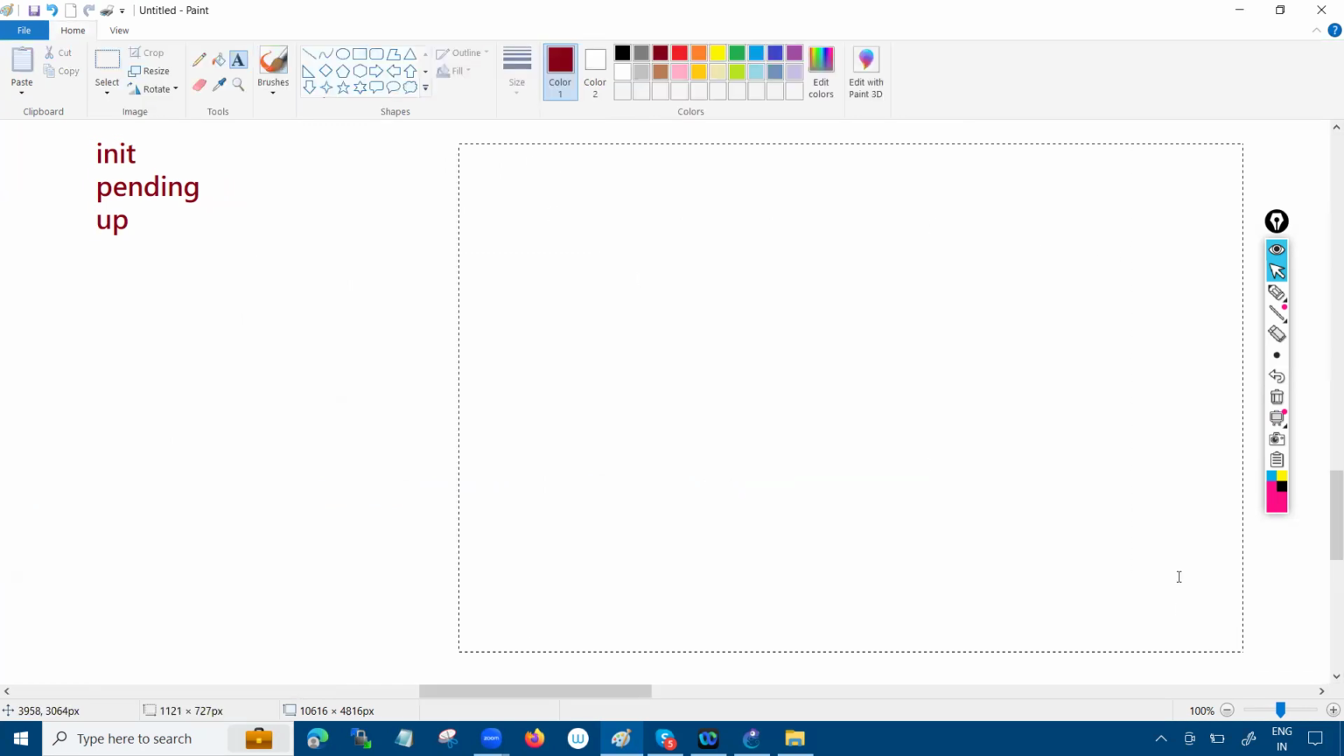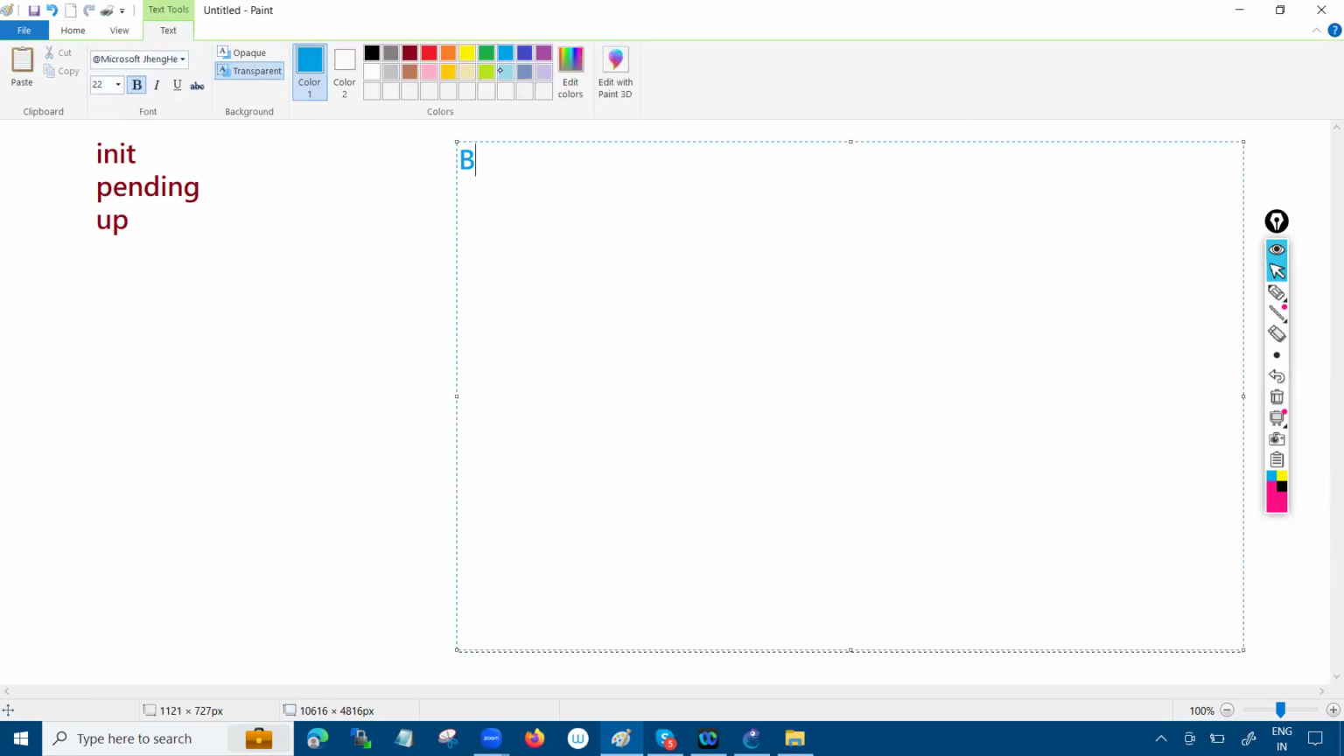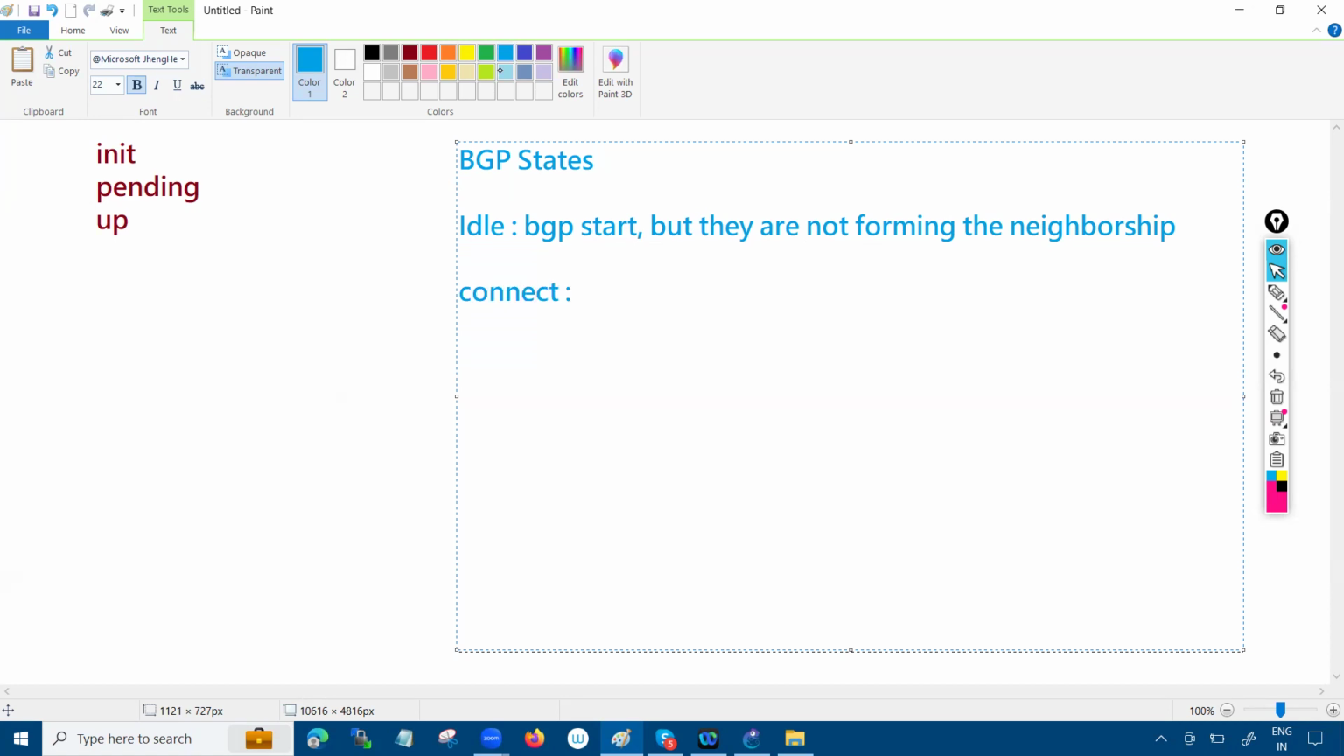Same like that, in the BGP protocol we have states, right? The first state, if I talk about the BGP states, is what? It's the idle state. The meaning of idle state is we are doing nothing. BGP has just started, but they are not forming the neighborship, so they are not even forming the TCP connection. Then it will go to the connect state. In the connect state, BGP is trying to form the TCP connection, but they could not.